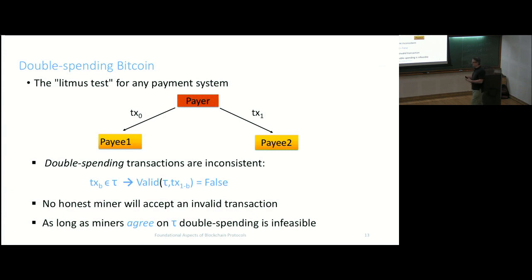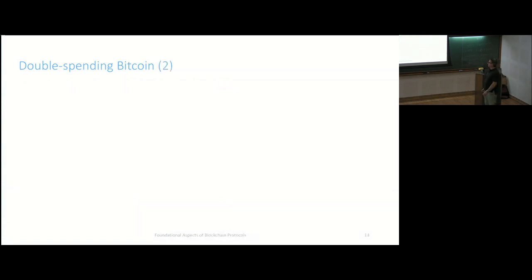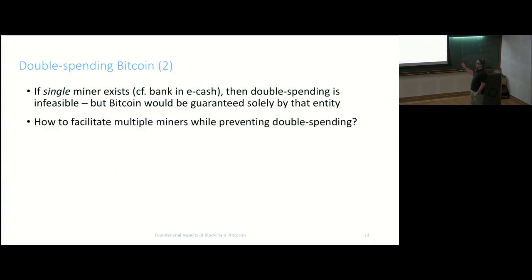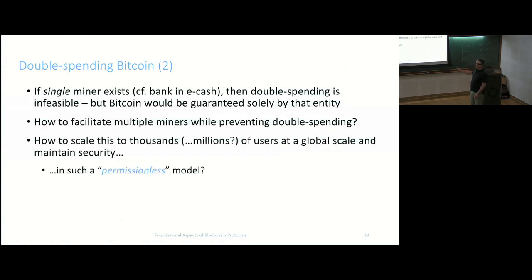Okay, so we're talking about a distributed implementation of this. As long as everybody has the same view, this should work. If it was just one party maintaining the ledger, it's easy to do if the party is honest. But if the parties agree, then double spending should be infeasible. As I said, with a single miner, this works. But now we have multiple miners. We want to prevent double spending, and we have a bunch of miners maintaining this thing.